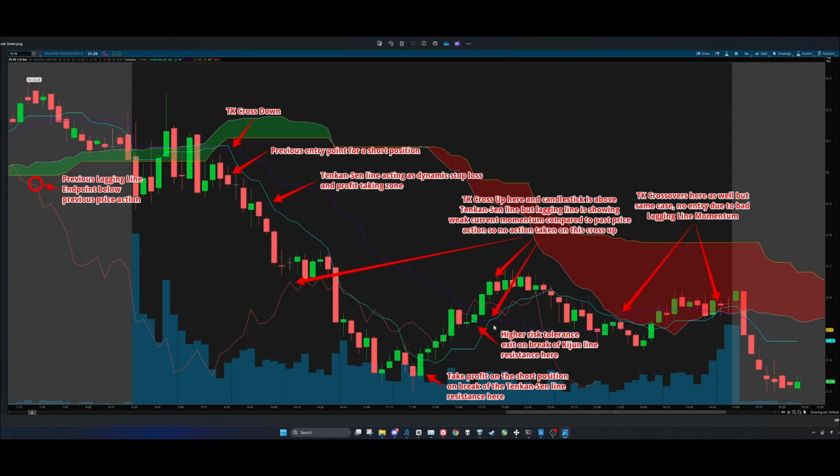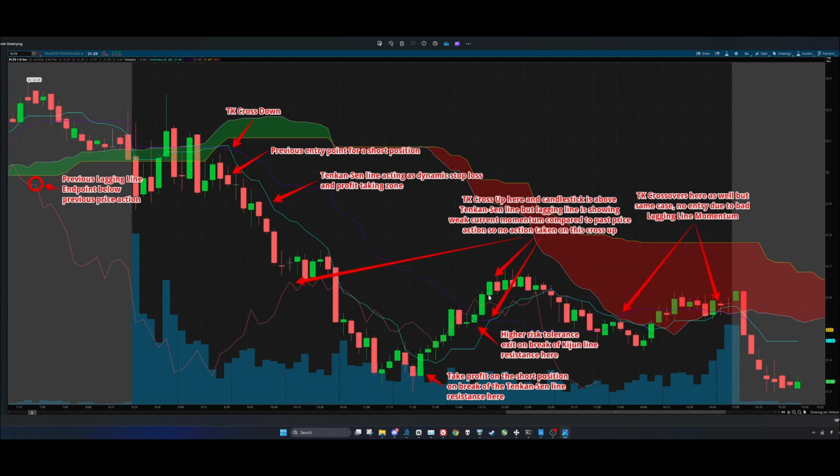So next up, you have a TK cross up happen shortly after. And your share price is above that TK cross up line, the conversion line there. However, if you look 26 periods back, the lagging line endpoint was below previous price action, showing that the current bullish momentum here isn't stronger than whatever price action we had 26 periods back. So it's not likely to play out. So you wouldn't make an entry here.